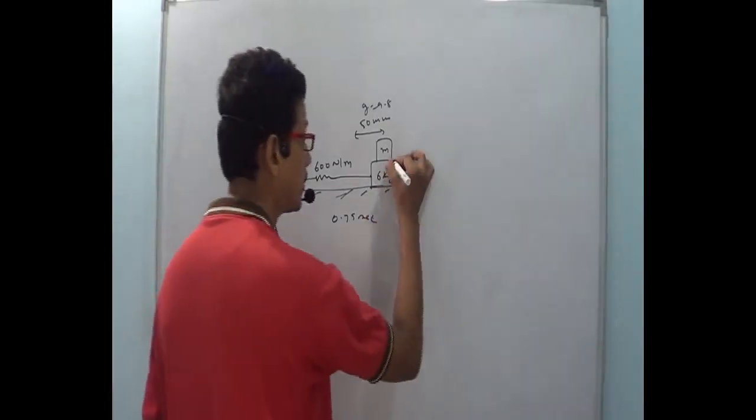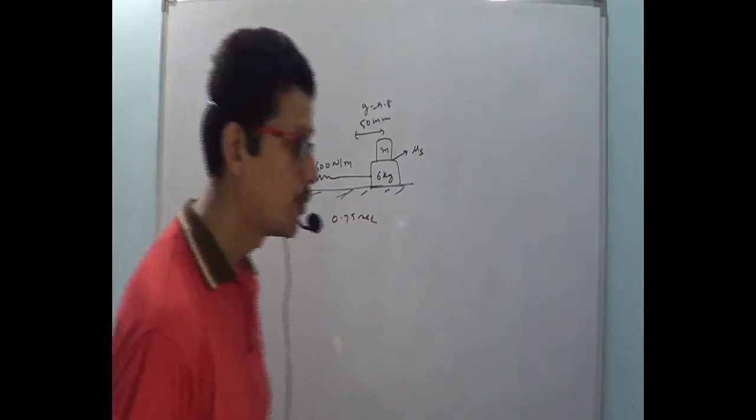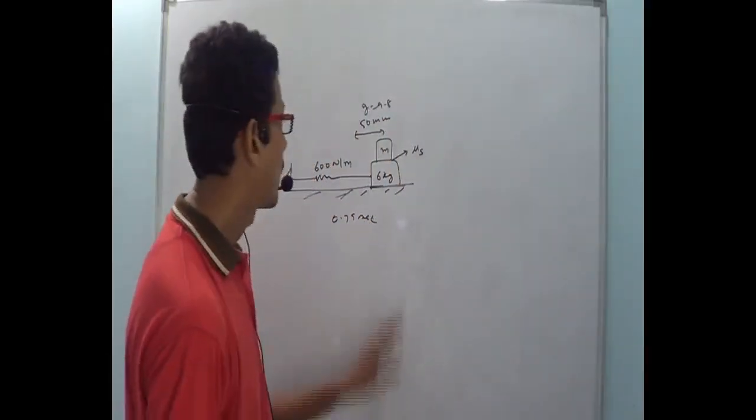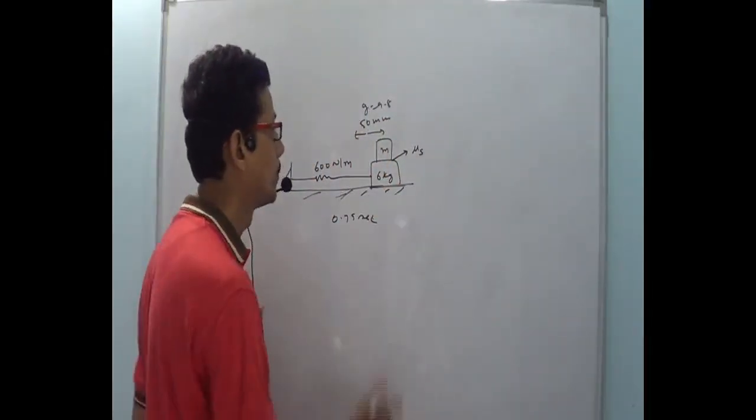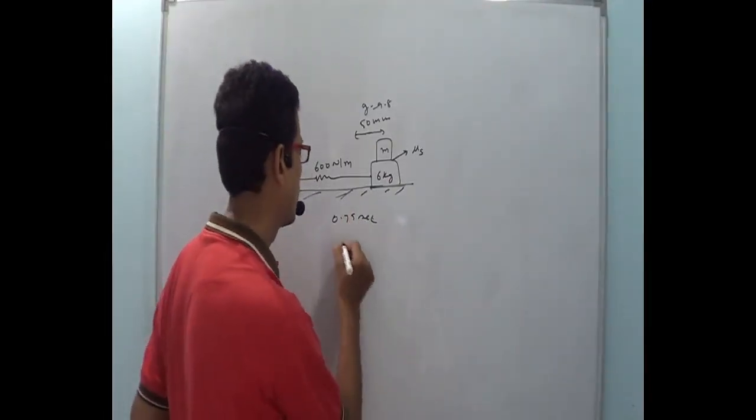There is some friction here, and friction coefficient is mu s. We have to find m and mu s so that the block is not slipping. Okay, and the maximum amplitude is this 50 mm, so that the block is not slipping. First of all, we will find out the mass m.